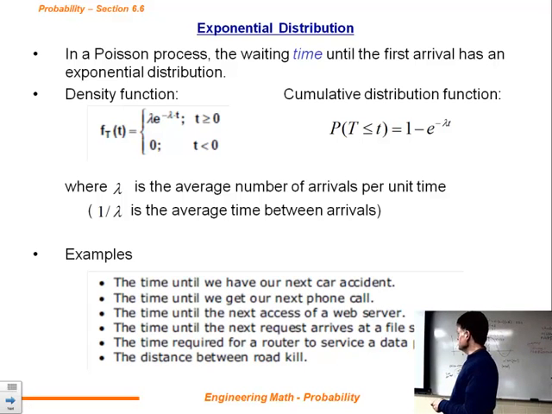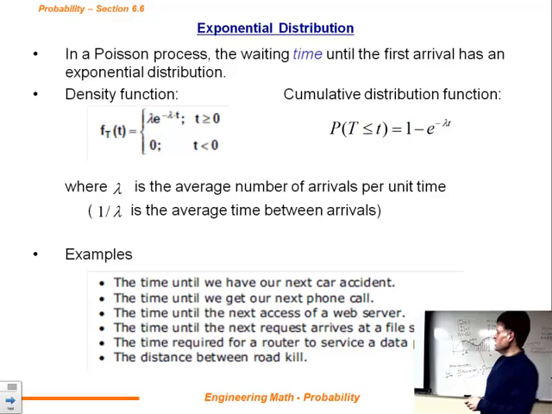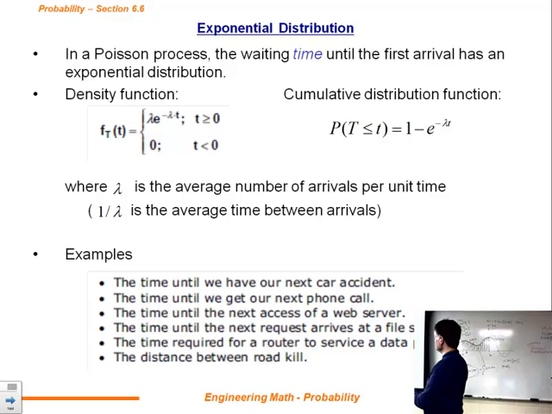So here are some examples. The time until we have our next car accident. This is exponentially distributed. So you figure you're going to have car accidents occur with a certain average rate, and a car accident could happen at any time, independent of other car accidents. That's not entirely true, but let's just say independent of other car accidents. So the time until we have our next car accident is going to be exponentially distributed.